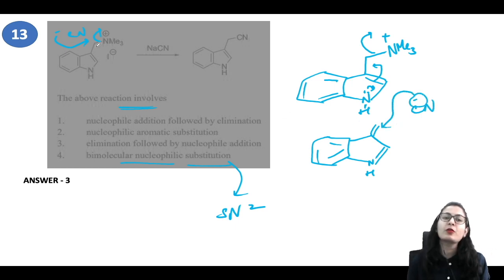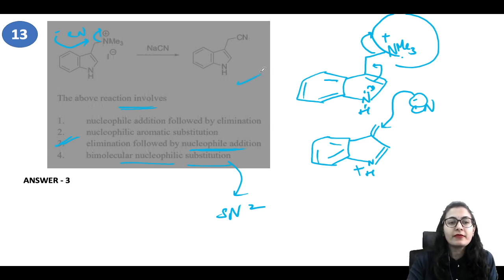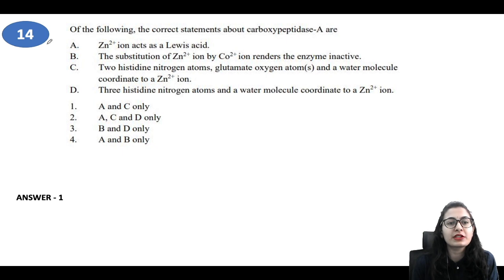If there was a chloride or iodide or something, then we could think of an SN2 reaction, but not with this one and not with this assisting group. When indole is present, it is absolutely going to be elimination followed by nucleophilic addition. First elimination to give you this kind of system, followed by conjugate cyanide addition to give you the correct answer, this one. So moving onwards, next question.